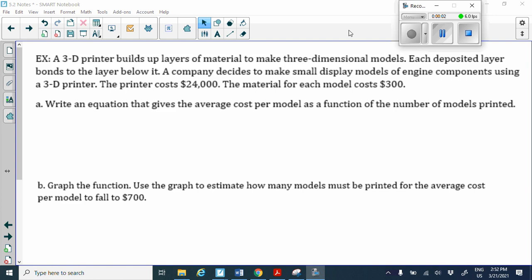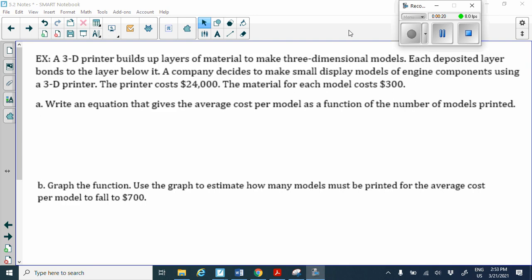Hey guys, so here's part 4 of the 5.2. We're going to be doing a word problem. So it says a 3D printer builds up layers of material to make three-dimensional models. Each deposited layer bonds to the layer below it. A company decides to make small display models of engine components using a 3D printer.